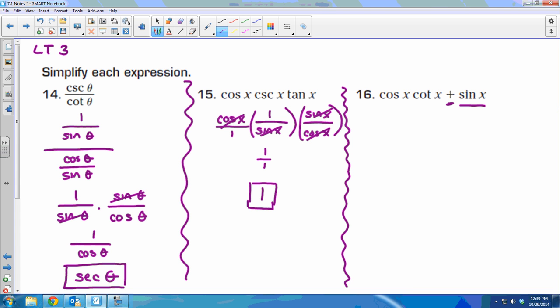Cotangent can be two different things if you look at your identities. It can be 1 over tangent, but there's no other tangent in this problem. And cotangent can also be cosine over sine, and there's a cosine and a sine in this problem. So I'm going to use cosine over sine, because then everything has the same trig functions in it. If I put 1 over tangent, I'm introducing a tangent that has nothing to do with anything in this problem. Okay? So I have cosine x, and I have cosine x over sine x.